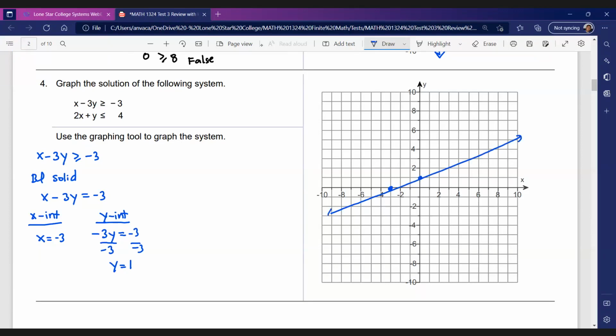So there it is. We need to choose a test point, again a point that is not on the line, and hopefully you and I can agree that 0, 0 is a good test point because it is not on the boundary line. Plugging the test point into the inequality, we get 0 minus 3 times 0, is it greater than or equal to -3? The left side turns out to be 0, and 0 is greater than -3. So we are going to highlight, in this case, the lower half plane.